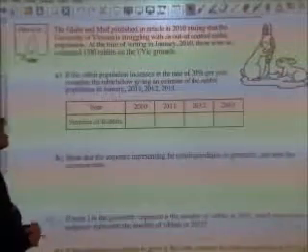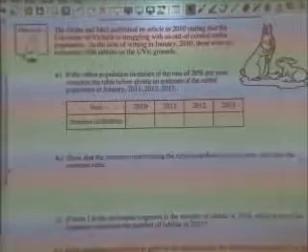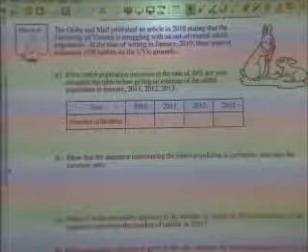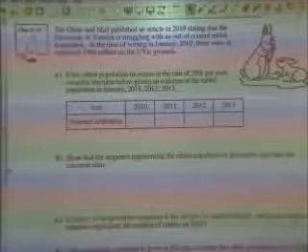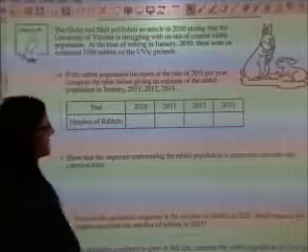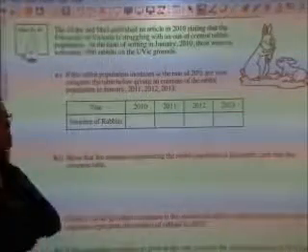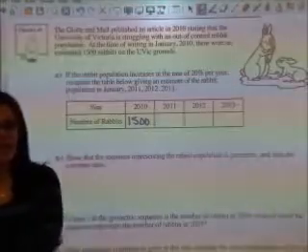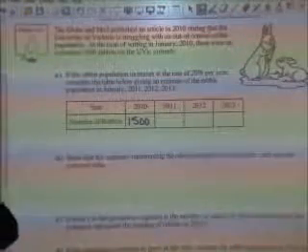The Globe and Mail published an article in 2010 stating that the University of Victoria is struggling with an out-of-control rabbit population. At the time of the article in 2010, there was an estimated 1,500 rabbits on the UVic grounds. If the rabbit population increases at a rate of 20% per year, complete the table below to give an estimate for the number of rabbits in 2011, 2012, and 2013. So I have 1,500 in the first year.